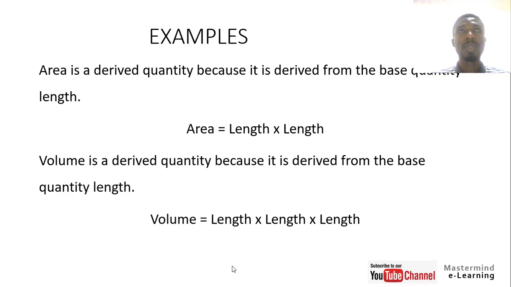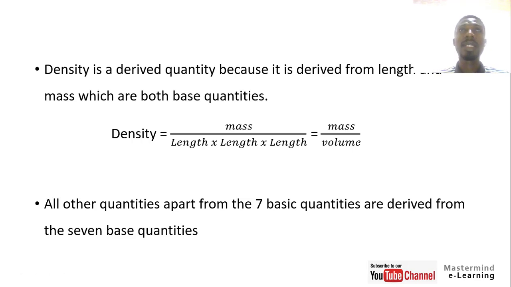Now let's look at some examples. Area is a derived quantity because it is derived from the base quantities length times length. Volume is another derived quantity because it is obtained from the fundamental quantities length times length times length. Density is also another derived quantity. Remember, the formula for density is mass divided by volume. Earlier on, we said that volume is length times length times length. So you can see that we have expressed the formula for density in terms of fundamental quantities.